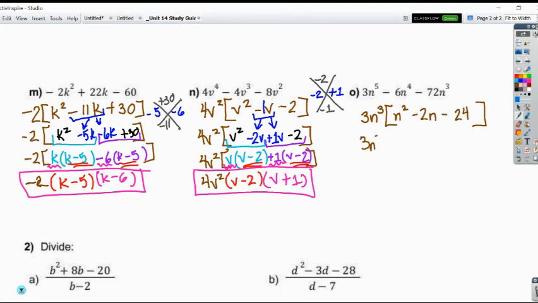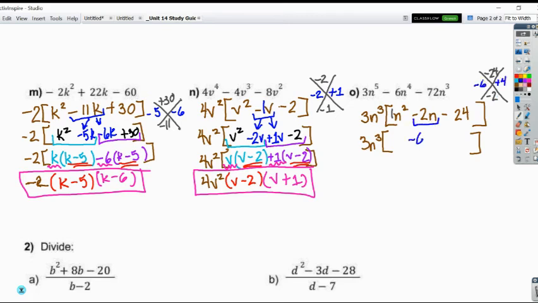So 3n to the 3rd comes along as the GCF. Make your factor puzzle based on that trinomial. A times c is my 1 times negative 24. B value is my negative 2. What do I multiply together to make a negative 24, while I can still add it together to make a negative 2? That would be a negative 6 with a positive 4.